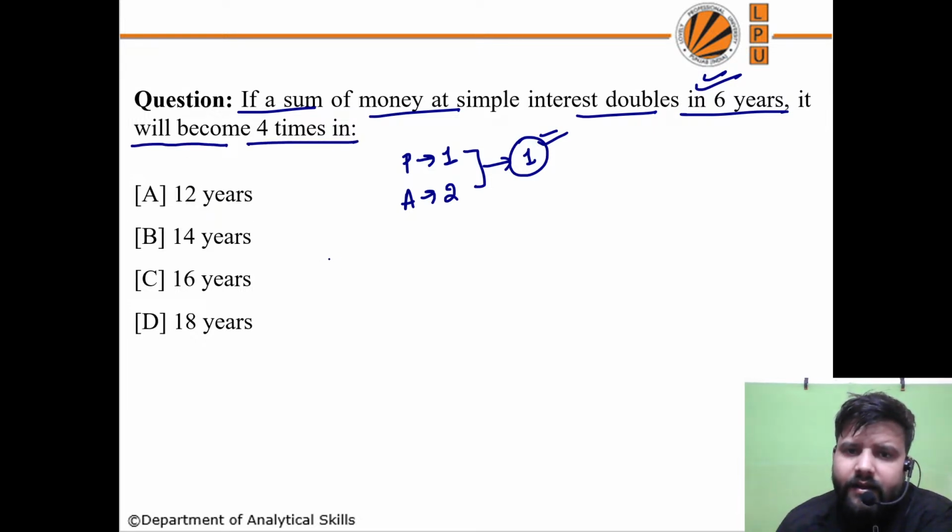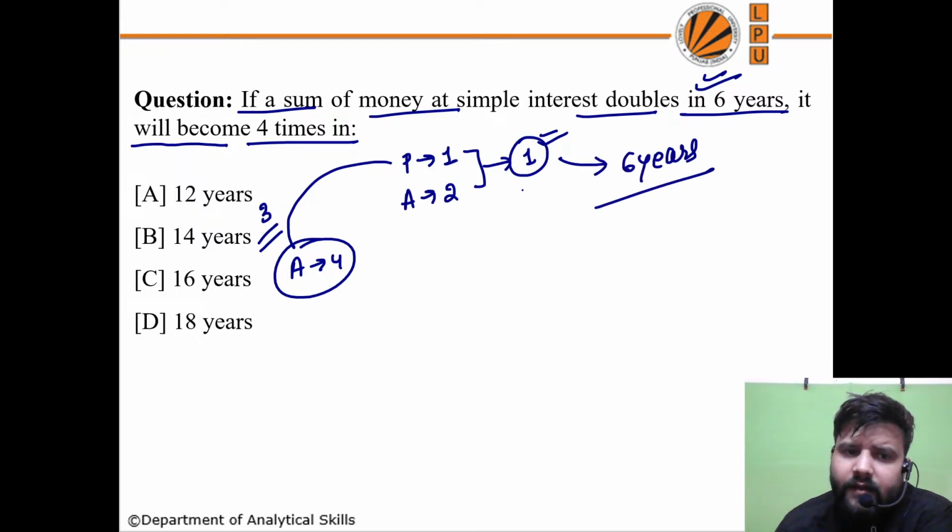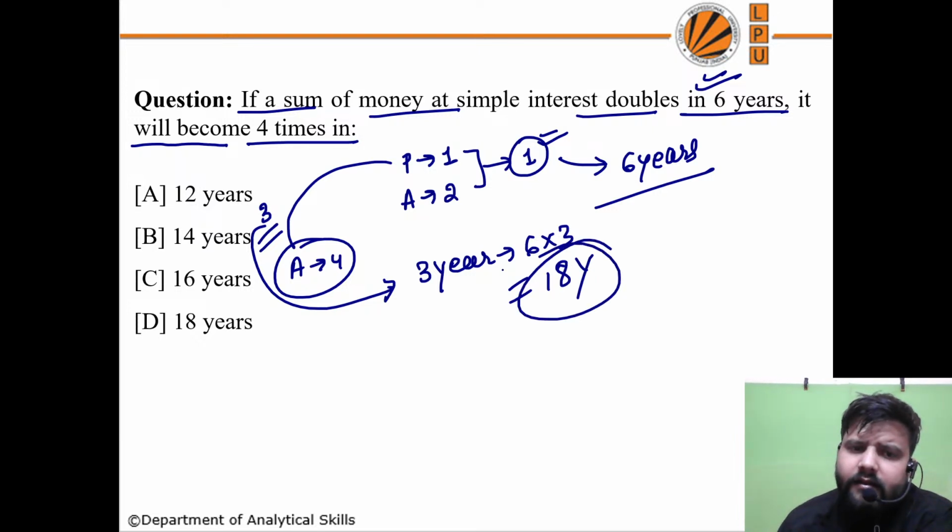See here. 4 times means the principal amount should be 4. So it means how much interest you should earn? You should earn 3 rupees as interest. For 1 year you take 6 years. So for 3 also you will take 1 is 6 years. So 3 means 6 into 3, which means 18 years you will take to earn 3 as interest. So that's why the answer for the question is option D.